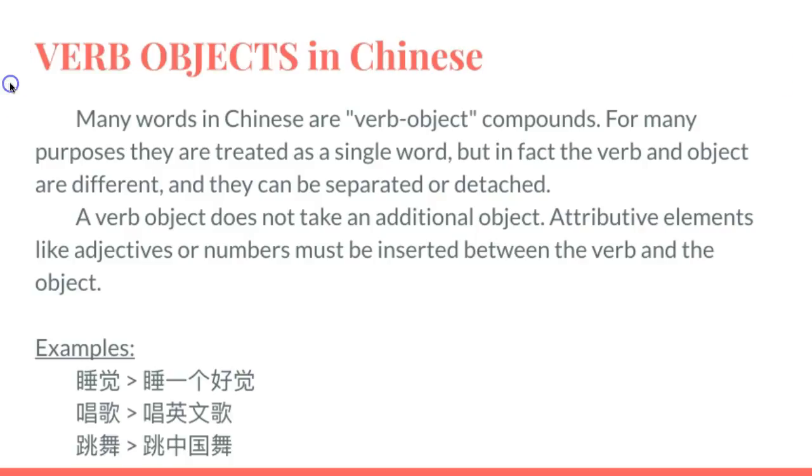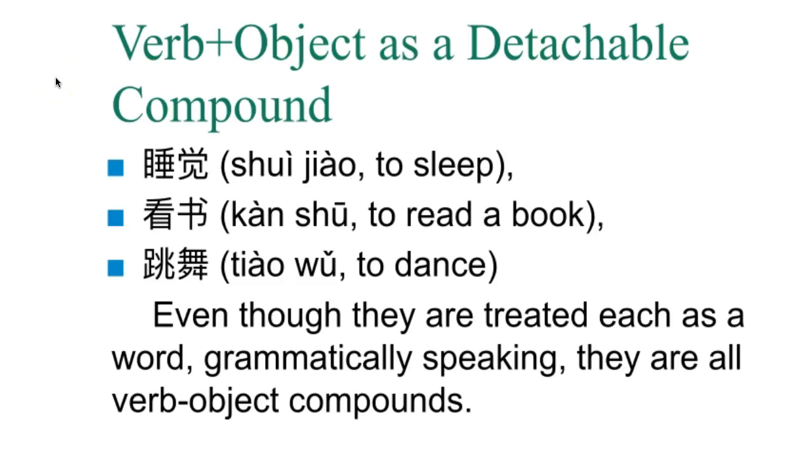Now, in Chinese, though, verb objects often become compounds. Right? The word is composed of a verb and an object together. For most purposes, they're treated as a single word, but in specific situations, they can be separated or detached. So we would say a verb object is a so-called detachable compound.